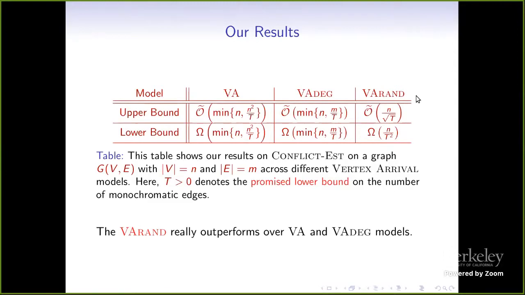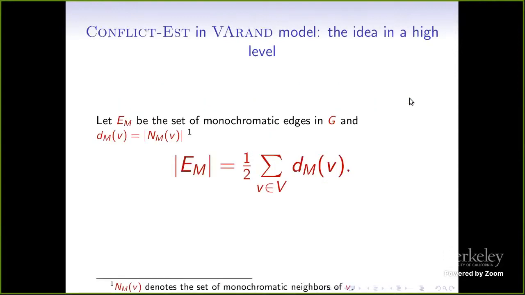Also, I would like to note that our main technical contribution in this paper is the upper and lower bound in the case of the random order vertex arrival model, which I will present in this talk. So let us first discuss the proof sketch of our upper bound result for conflict estimation in the random order vertex arrival model.